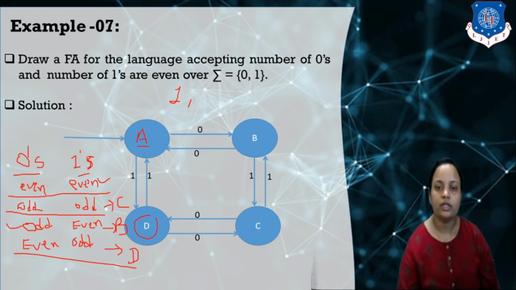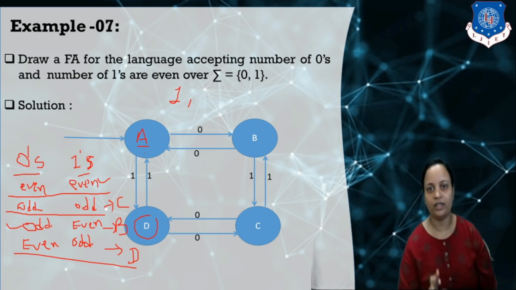So this DFA actually consists of all four possibilities, with the difference only in the accepting state. So for even and even, which state do we have to make the accepting state? The A state.